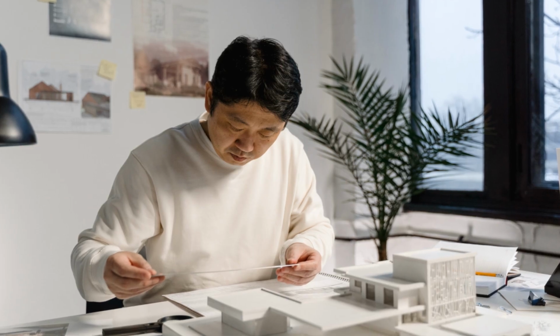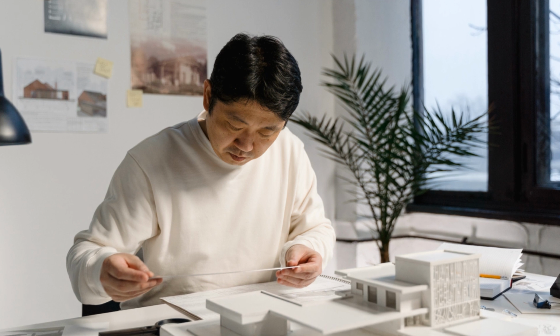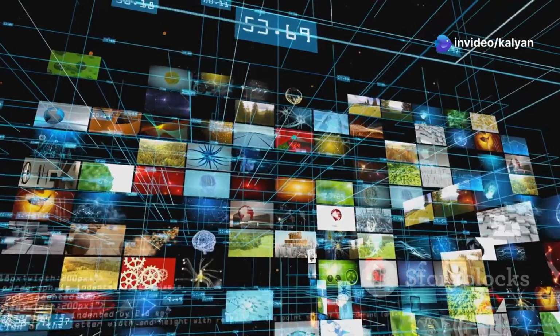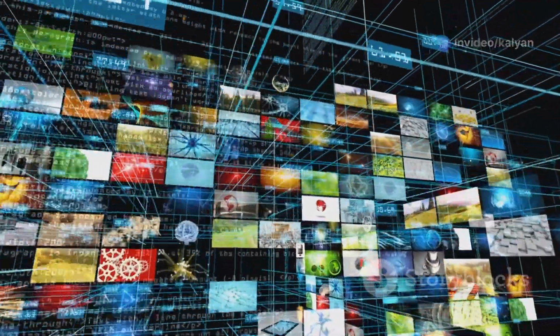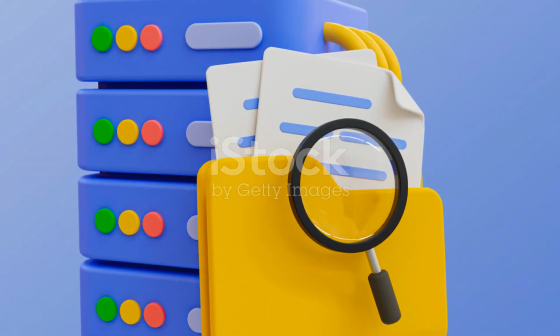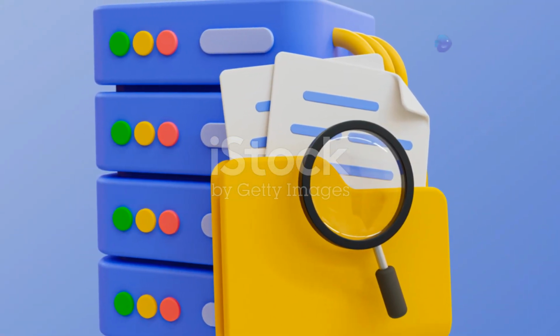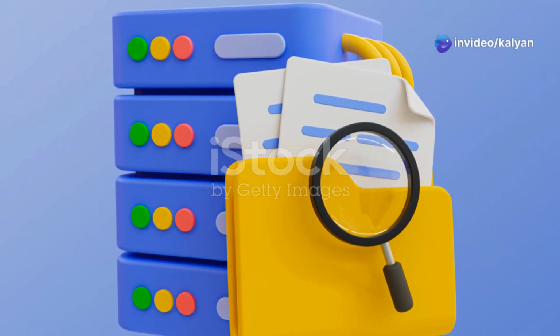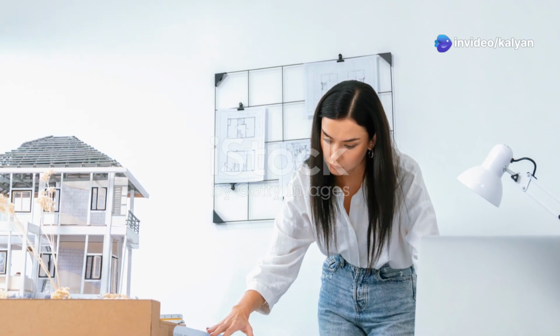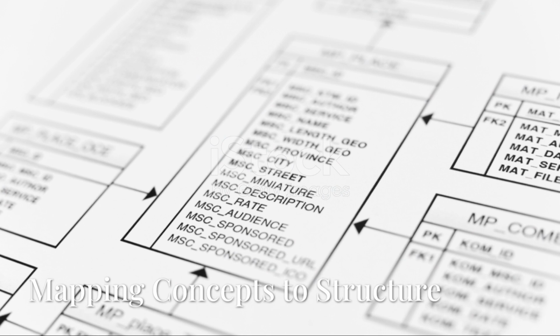The conceptual design focuses on the what of the database rather than the how. It outlines the key entities, their characteristics, and how they relate to each other without delving into the specifics of data types, storage, or implementation details. This abstract view of the database allows designers to focus on the overall structure and relationships, ensuring clarity and consistency before moving on to more technical aspects of the design process.